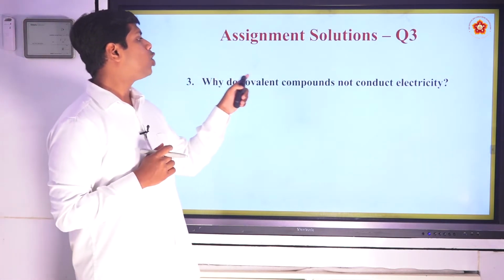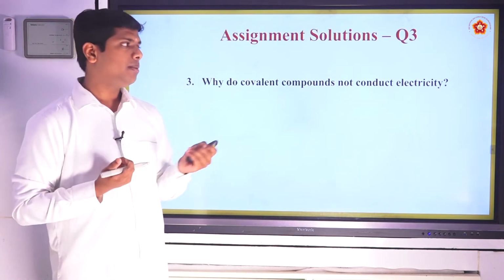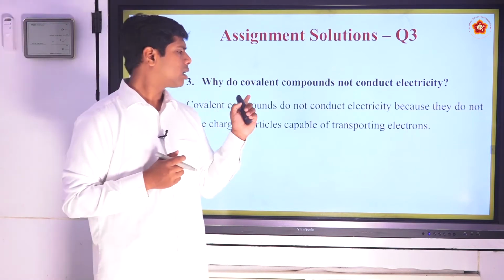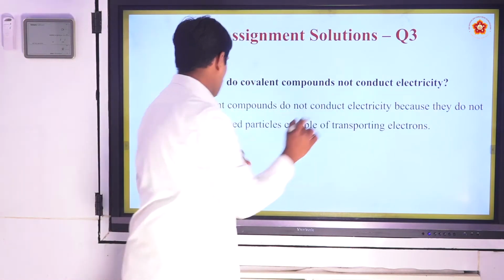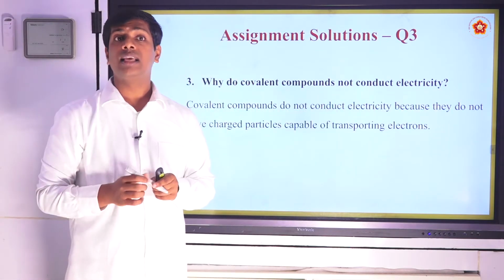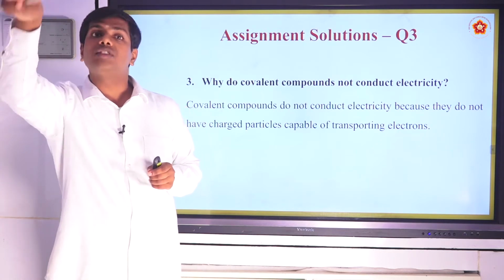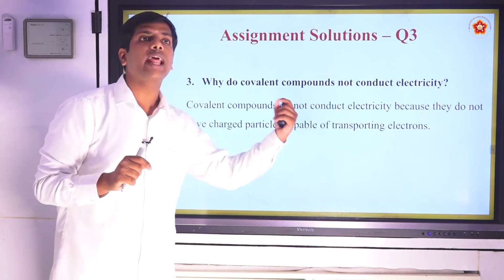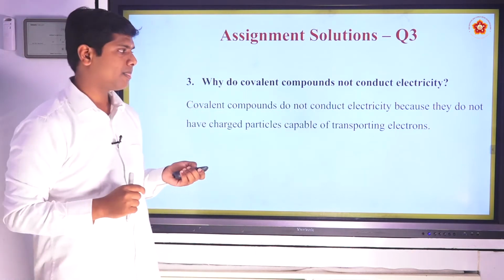Next, why do covalent compounds not conduct electricity? Very simple. Covalent compounds do not conduct electricity because, very important, they do not have charged particles. Ionic compounds conduct electricity because they have charged particles. Covalent compounds do not have charged particles, so they do not conduct electricity.